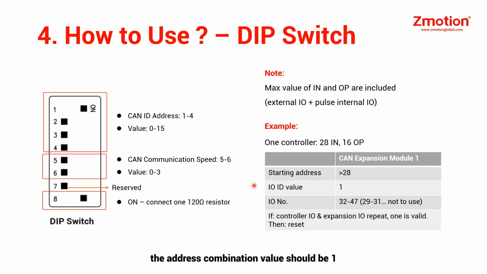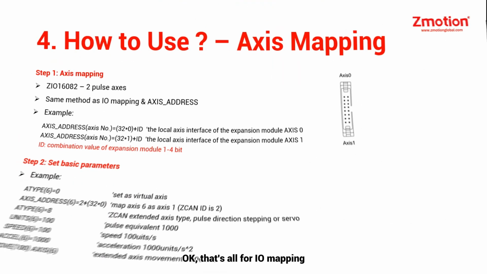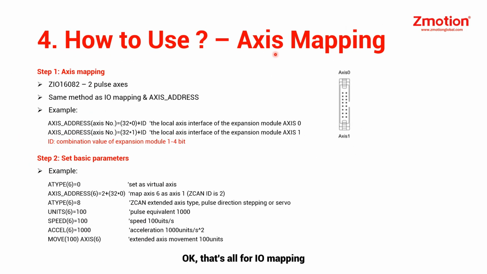The address combination value should be 1. Then the I/O number of expansion modules is 32 to 47. 29-31 can be omitted. And when I/O numbers repeat, only one is valid. At this time, please reset. Okay, that's all for I/O mapping.